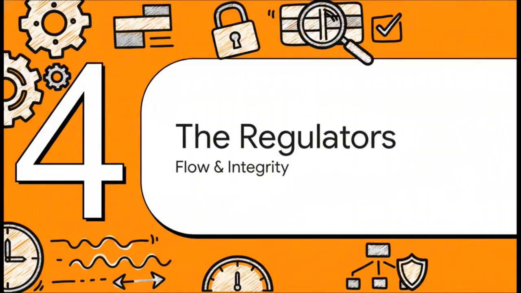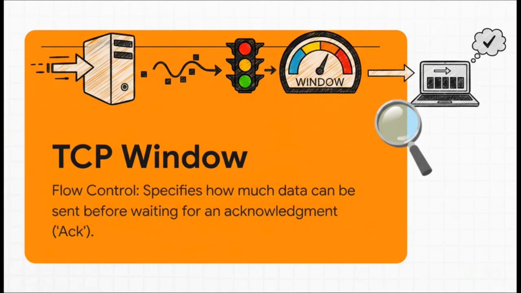All right, let's move on to the next set of organs on our table. These are the regulators. Their job is to control the speed of the conversation and to make absolutely sure the message didn't get scrambled along the way. First is something called the TCP window. This is basically the internet's traffic cop.